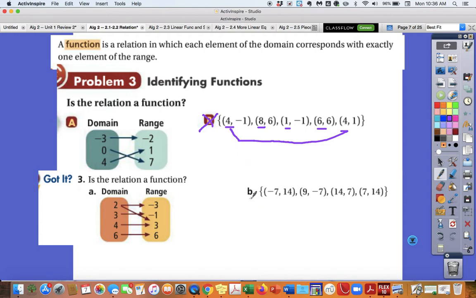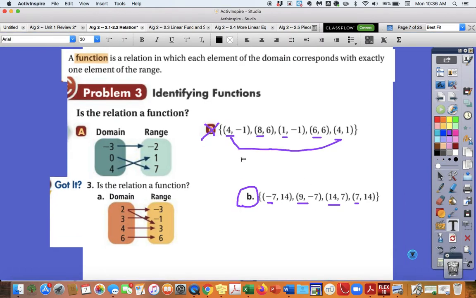And then again, we can come down here to this other set of ordered pairs, and you just check the front: -7, 9, 14, and +7. Well, those are not the same. -7 and +7 are different. So this is a function. So we have not a function up here, so this is a relation only, and then this one is a function.